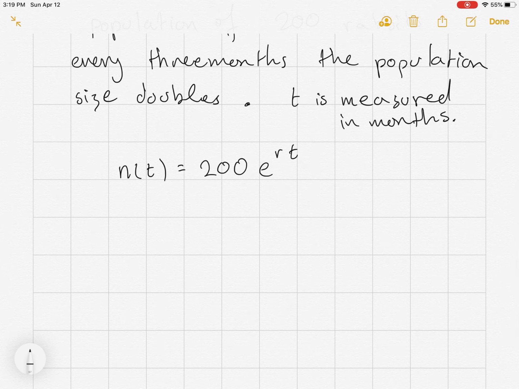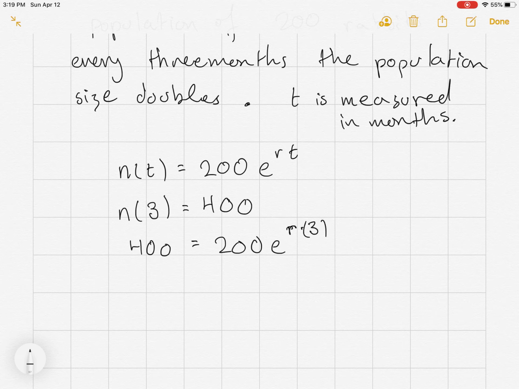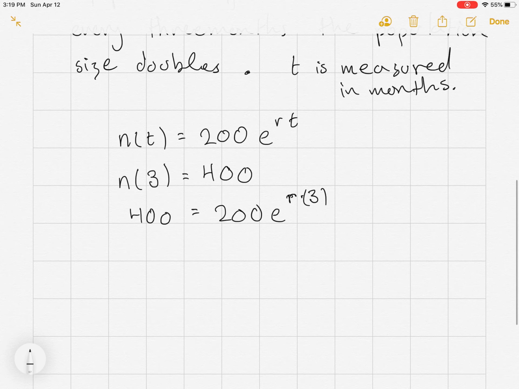We know that after 3 months our population size is going to double. So we can take N of 3, and we know that's going to be equal to 400, twice the initial population. So 400 is equal to 200 times e to the power of r times 3, the number of months that has elapsed since the size doubled. Then we can divide by 200 on both sides.